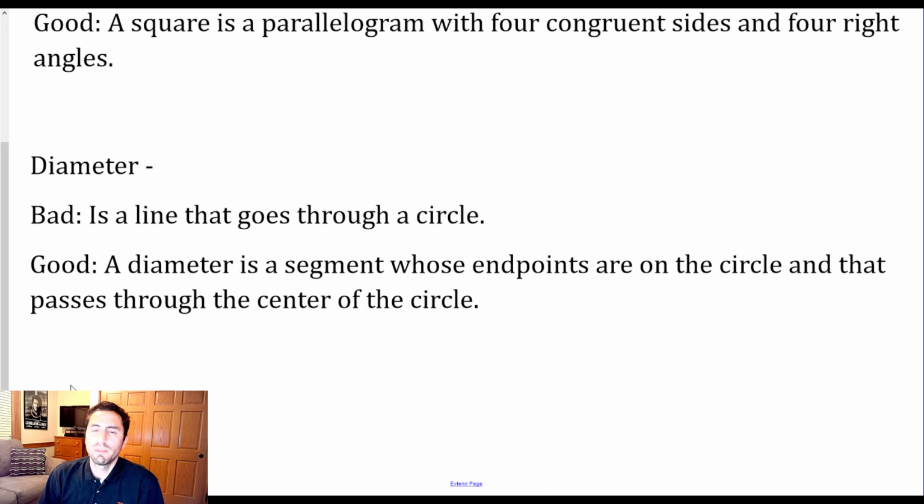So hopefully the difference between a good definition and a bad definition, as I showed here, hopefully those make sense. And hopefully this leads you to be able to write some definitions of your own.